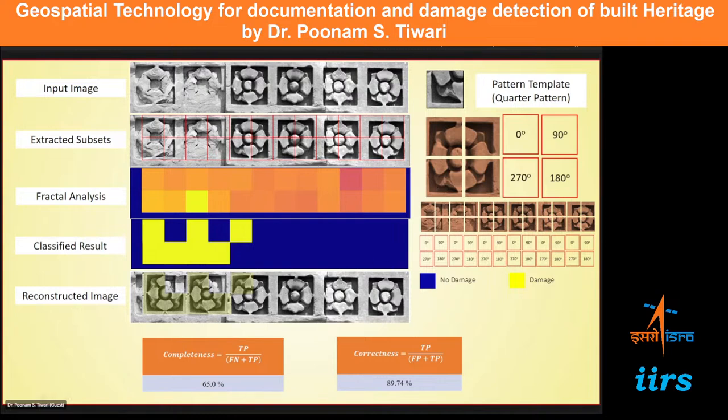Template can be anything. To get a very precise result, to identify where exactly the damage has happened, we have divided our pattern into 4 areas. You can see it is divided into 4 areas, and these individual areas are matched at 0 degree, 90 degree, 270 degree, and 180 degree, and we will find out exactly at which location the pattern is not correct. Okay.